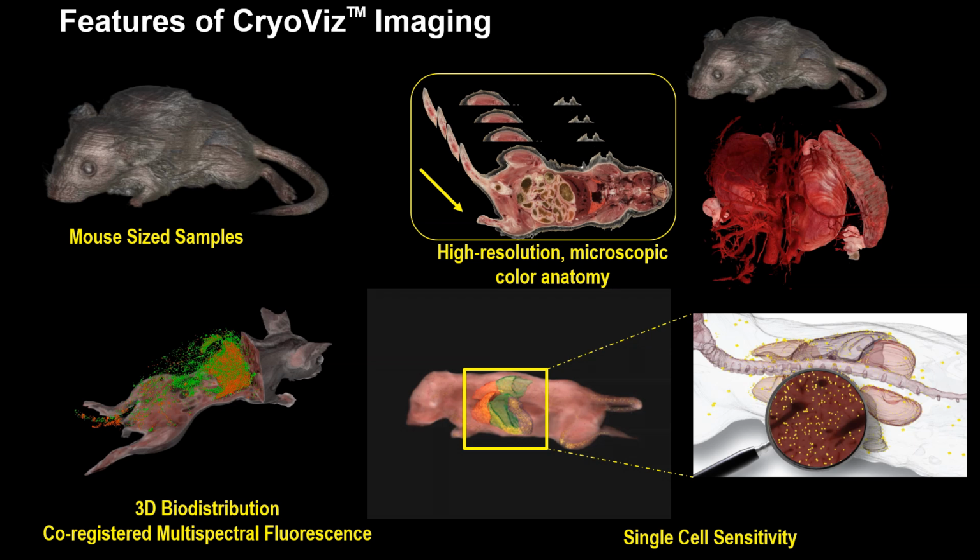Now let me examine a few more of the capabilities. Moving down into the data volume, we can obtain single cell sensitivity. And as I touched on a minute ago, discrete 3D biodistributions are available. And you can employ co-registered multispectral fluorescence. Just look at these images in front of you and you will begin to understand why we think CryoViz imaging is a special tool with a unique range of capabilities when it comes to aiding your research.